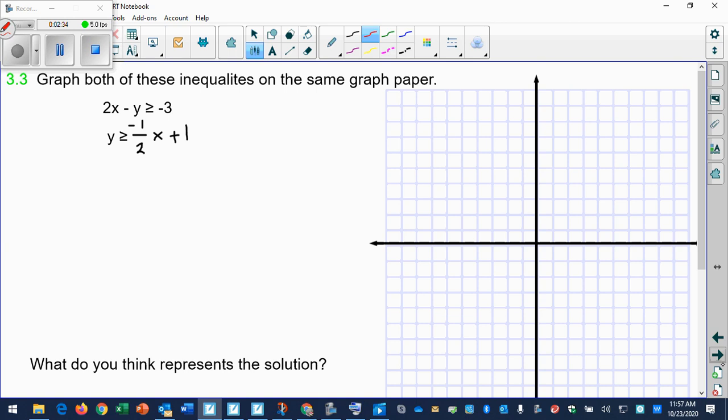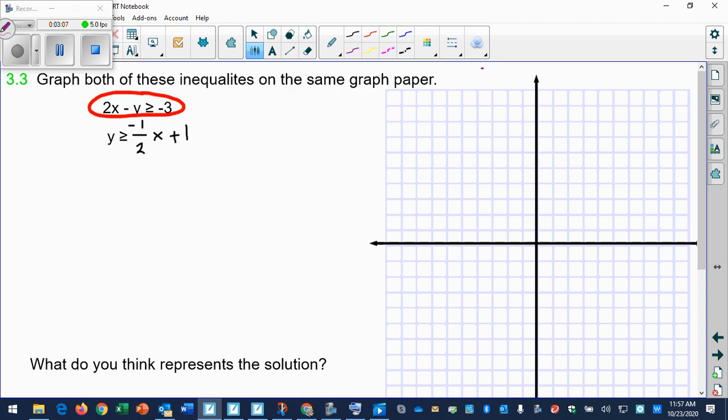Okay. So it says graph both of these inequalities on the same graph paper. Before, you were given one inequality, and you had to graph it. Now they're giving you a system of inequalities, 2 or more, and you have to graph them both on here and figure out the solution of both of them. Okay, does that make sense? Sort of. Okay, so how do you want to tackle graphing this first inequality?